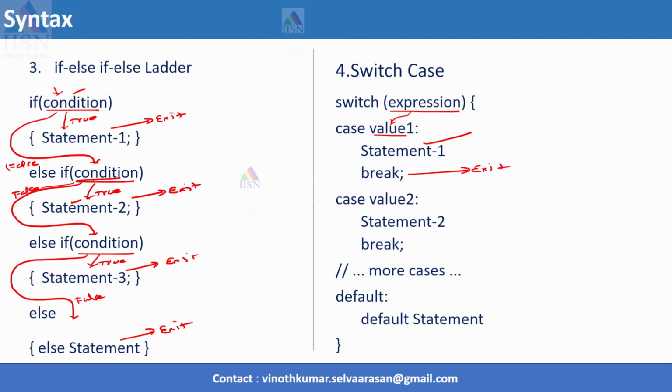In case the given value is not matched, it is going to check the next value. If the next value matches, it is going to execute this statement. After it finds the break statement, it exits. Likewise, you can mention any number of cases. If none of the cases get matched, finally what is it going to do? It is going to execute the default statement and exit.